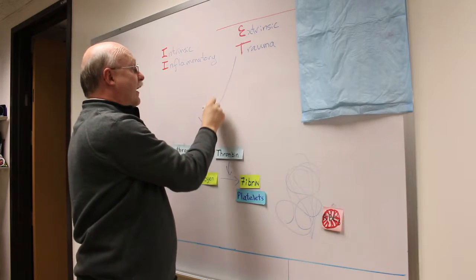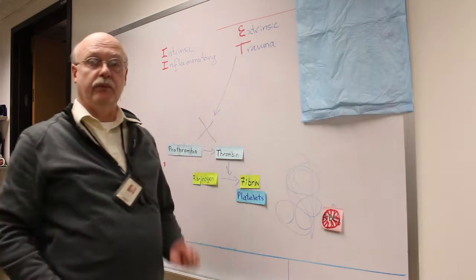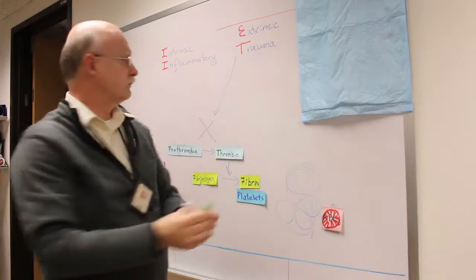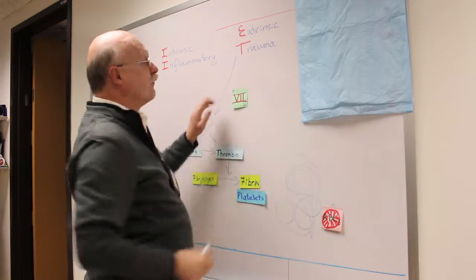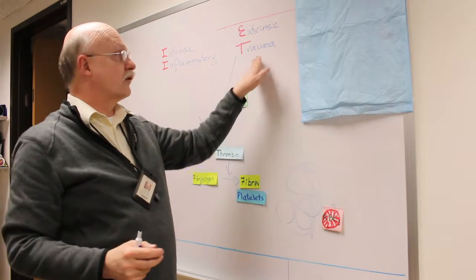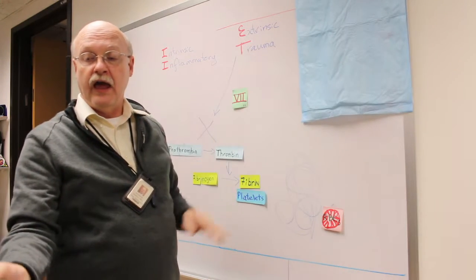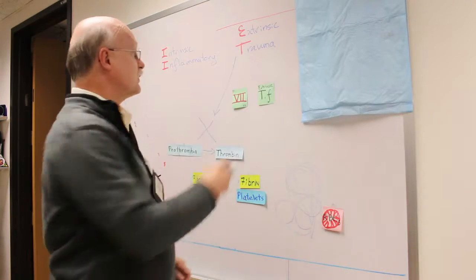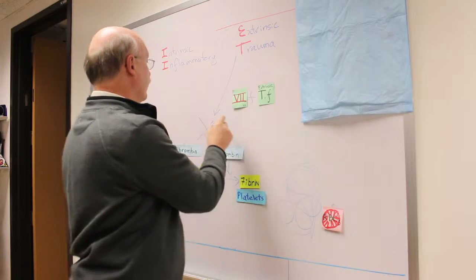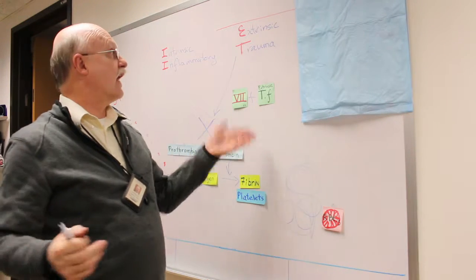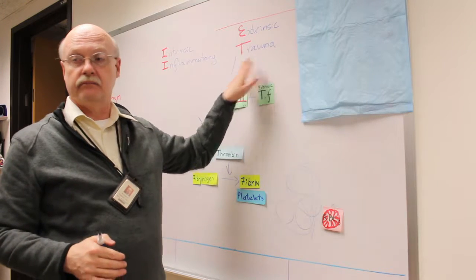The extrinsic pathway is relatively simple and relies on one factor, Factor VII. Factor VII is circulating in the plasma, and when there is a break in the blood vessels, extrinsic tissue factor is exposed. The two respond together and directly activate factor 10. That is the extrinsic pathway.